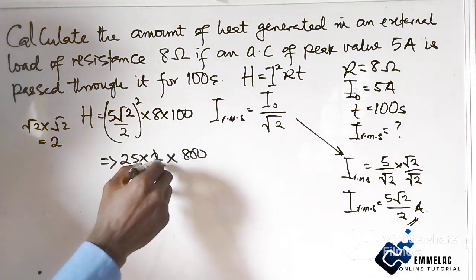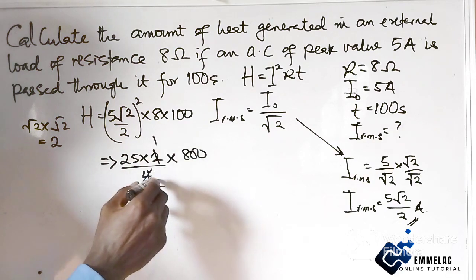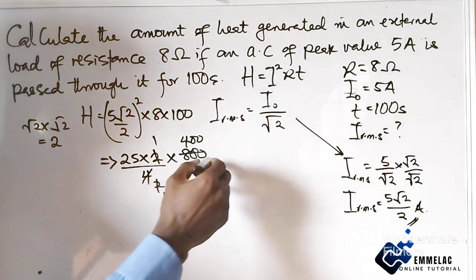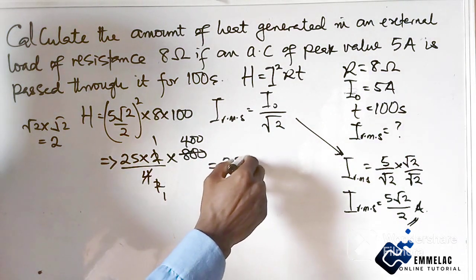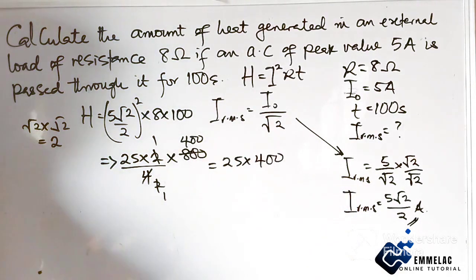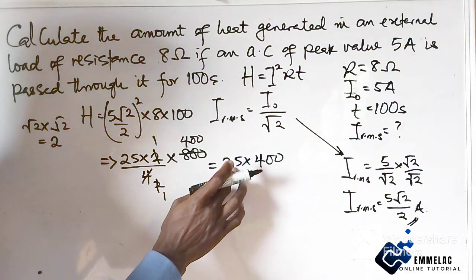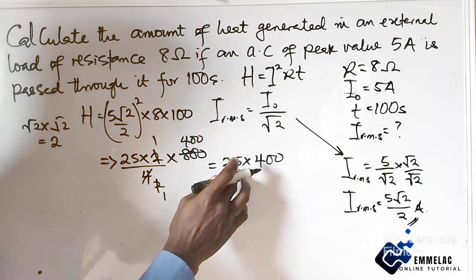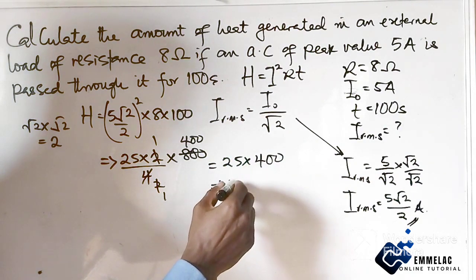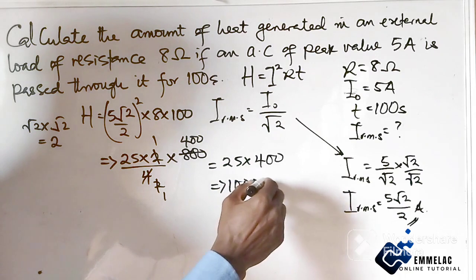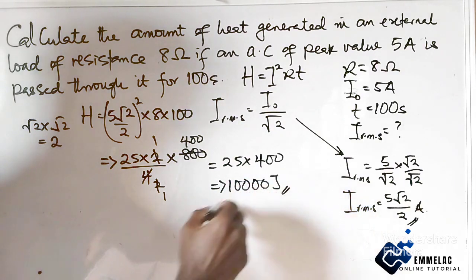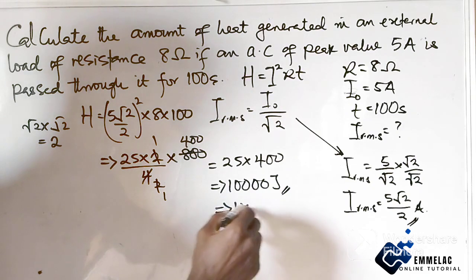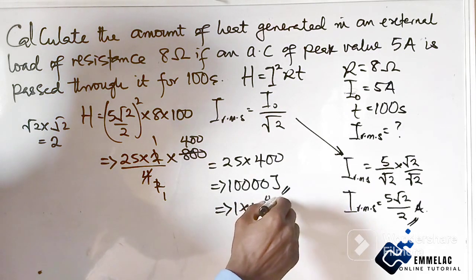Alright, so 2 here, 1, 2 here, 2, 2 here, 1, 2 here, 400. Okay, so we are left with 25 times 400. So 25 times 4 times 25 should give us 25, 50, 50, that'll be 100, then 0 joules. So we can put this as 1 times 10 raised to the 4 joules.